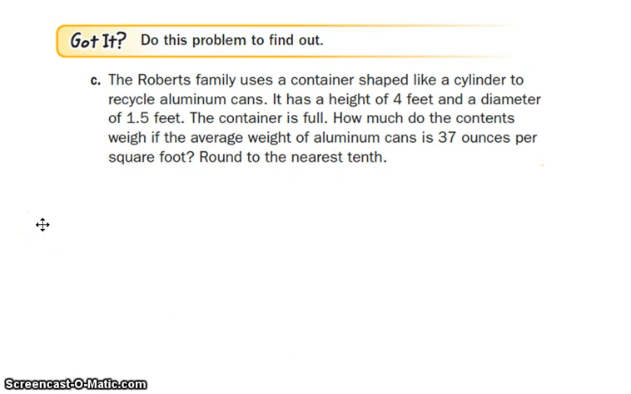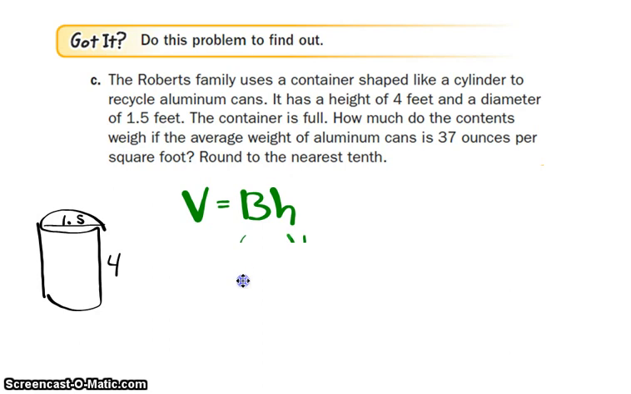Now, if they give us a word problem and they don't have a picture, a lot of times I will go ahead and draw a cylinder. I'll just sketch one really quick just to make sure I have all the pieces and parts in the right spot. So here's my cylinder. It tells me that the diameter is 1.5 and the height is 4. So what we need to do is find the volume of this cylinder first. There's your generic formula. Here's your specific formula.